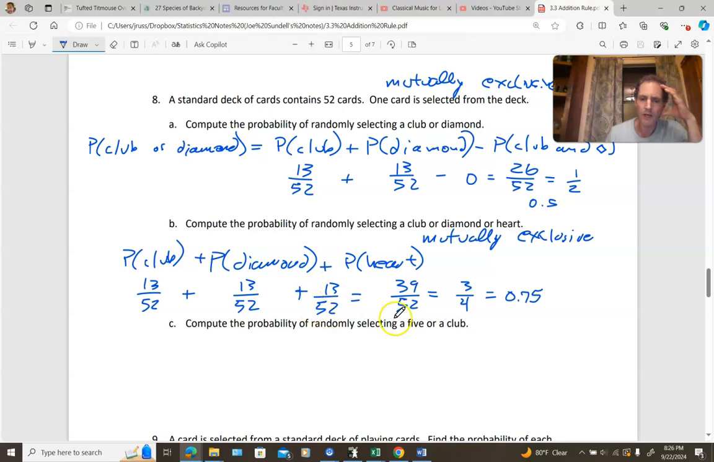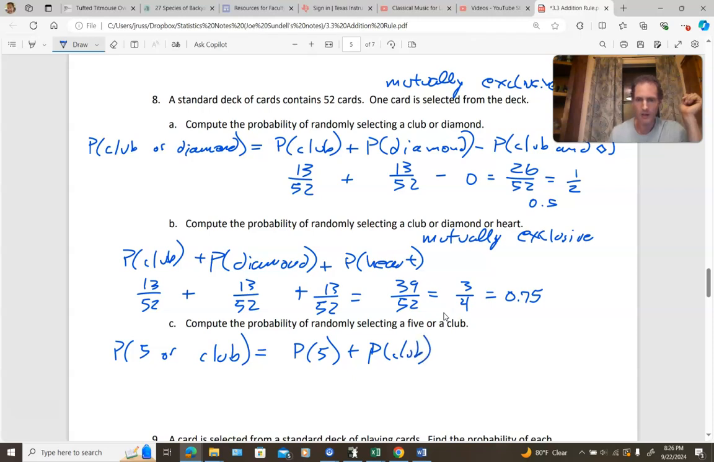All right, what about part C? Compute the probability of randomly selecting a 5 or a club. So the probability of a 5 or a club. Okay, we can do this one the same way, and then minus the intersection, the probability of selecting a card that's both a 5 and a club. Well, these events are not mutually exclusive because there is a 5 of clubs in there.